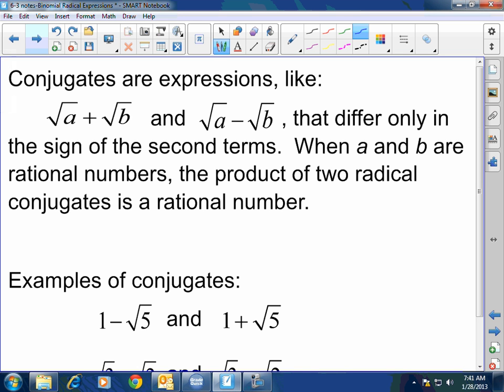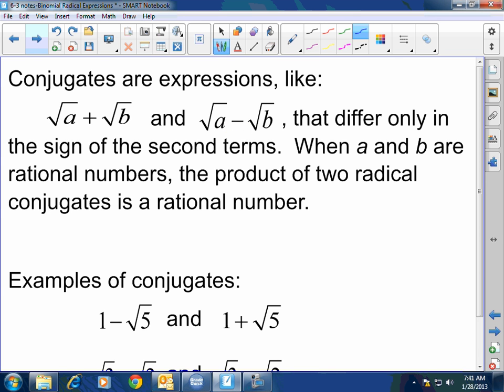Okay, now, conjugates. Last thing we got to learn. Conjugates are expressions like square root of a plus b and square root of a minus b. The only difference between conjugates is this right here, okay? They differ only in the sign of the second term. When a and b are rational numbers, the product of two radical conjugates is a rational number. Okay, that may not make sense to you, but think about it this way.